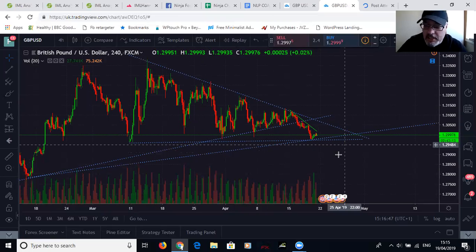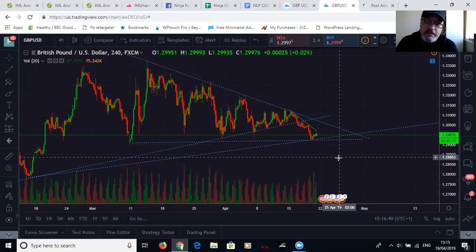I normally change colours. I normally use orange for the 5-minute, 5 and 15-minute, green for the hour, and blue for the 4-hour and daily. But you can use whichever colour you like, it doesn't really matter.